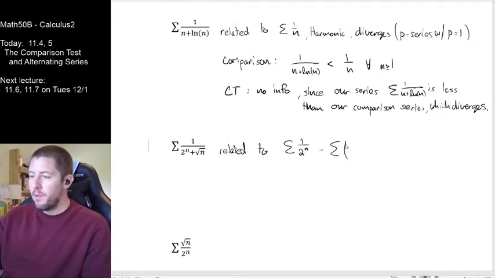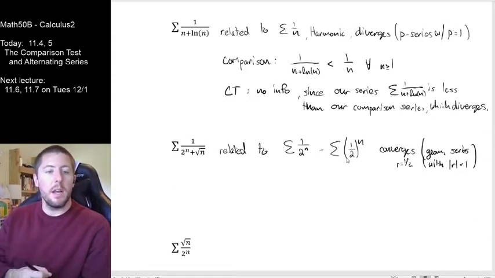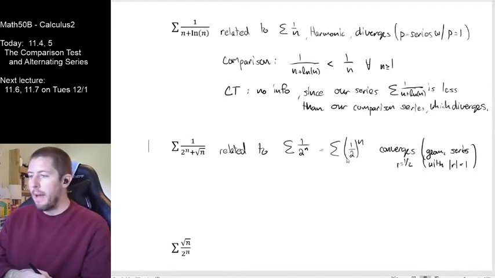Well, I could maybe rewrite this a little bit better as the sum of (1/2) to the n. So this converges. Why does it converge? It's a geometric series with the absolute value of r being less than 1. Here our r is equal to 1/2. We have a multiplier every term, a common ratio of 1/2. Since our common ratio is less than 1, this will converge. That's what our geometric series test said to us back in 11.2. So I know that this one converges.